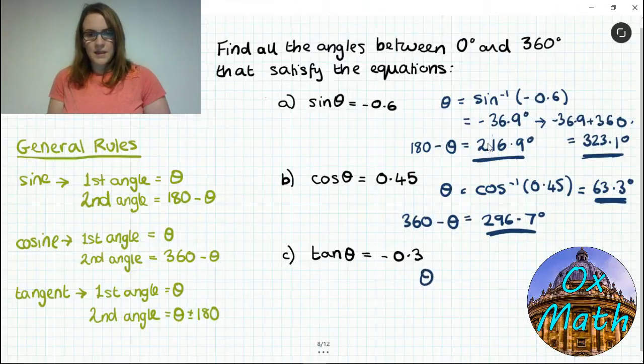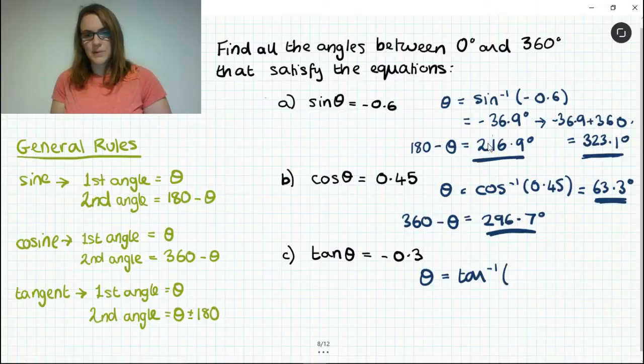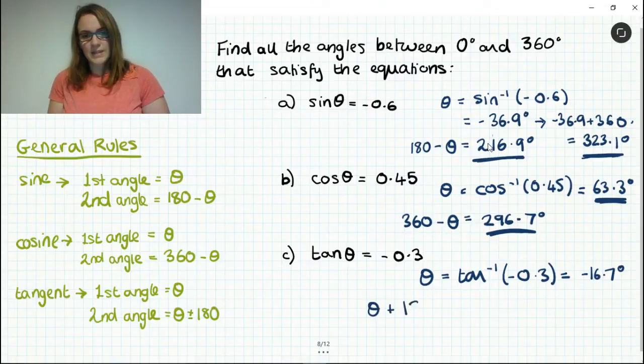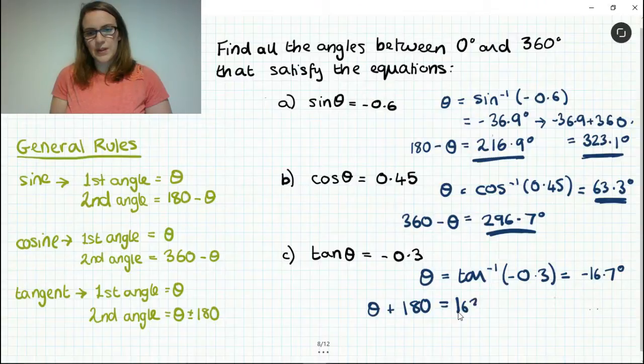Tan theta is minus 0.3, so the first thing we need to do is type into our calculator tan minus 1 or inverse tan of minus 0.3, and that will give us our first answer of minus 16.7 degrees. Our second answer is achieved by adding 180 degrees to that, which is 163.3 degrees. So we found our two angles, but they are not both between 0 and 360.